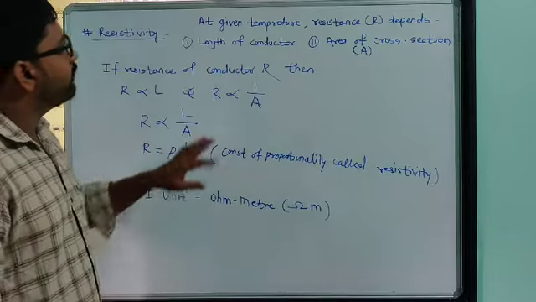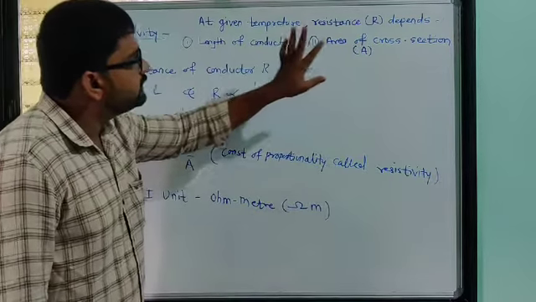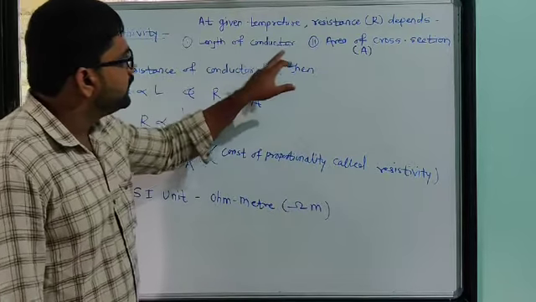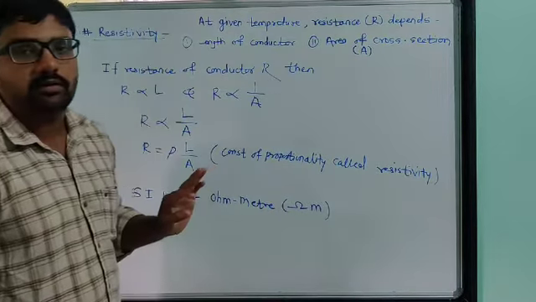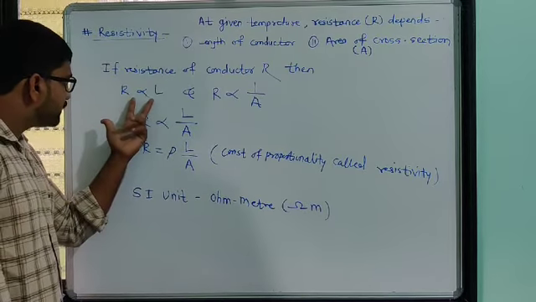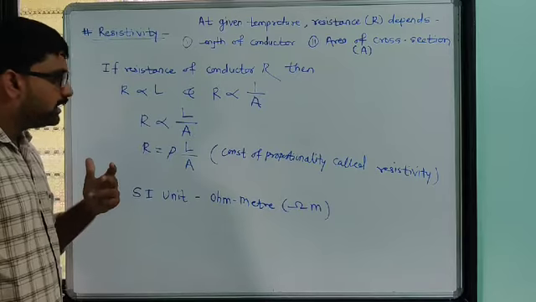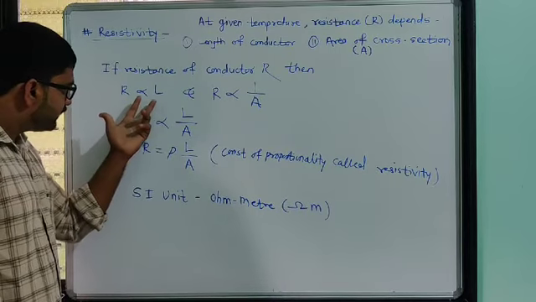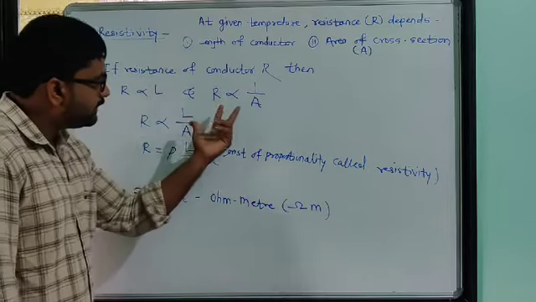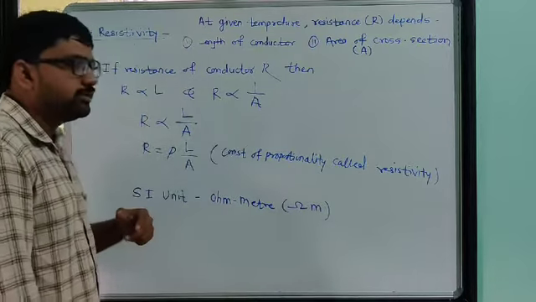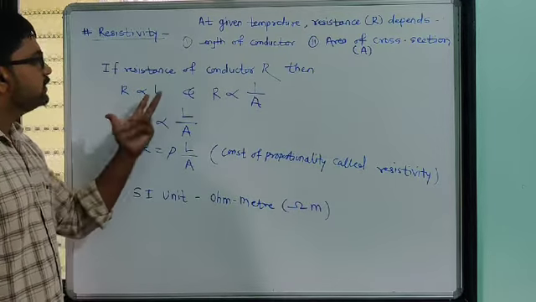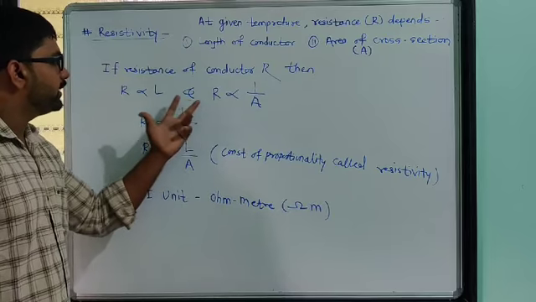So the important part here is that resistance depends on two terms. Which two terms? First is the length of the conductor, and second is the area of cross section. Resistance is directly proportional to L, which means it has a direct relation with length. That is the first term. And second, resistance is inversely proportional to the area of cross section of the given conductor. These two terms we have to remember.